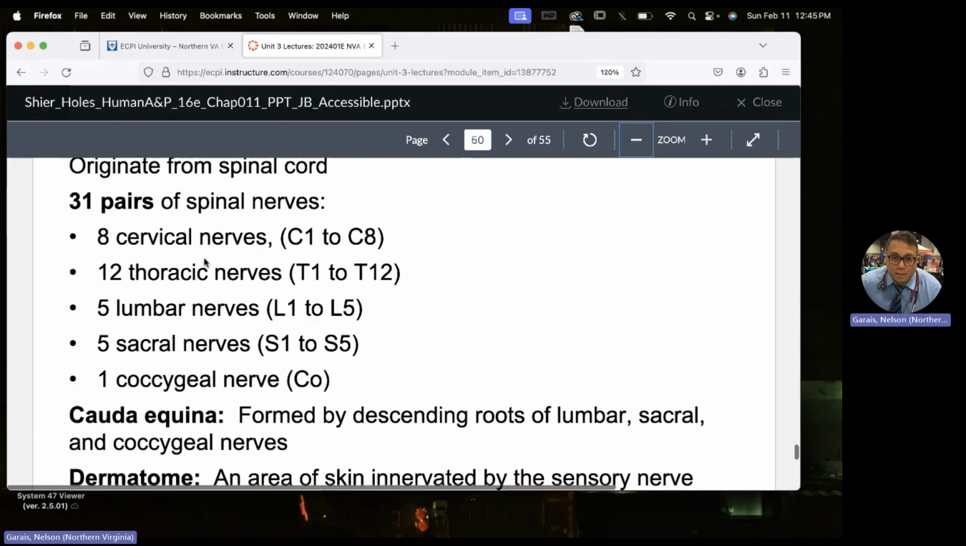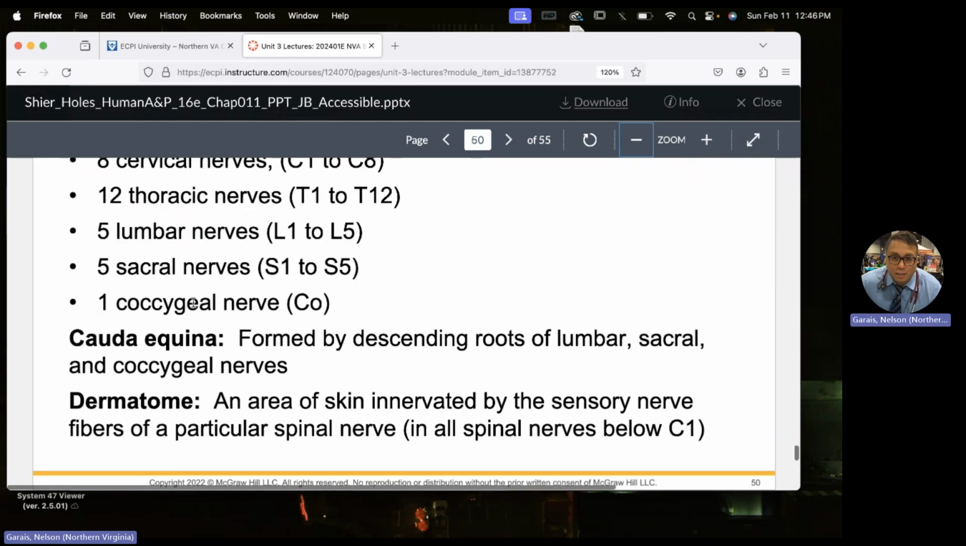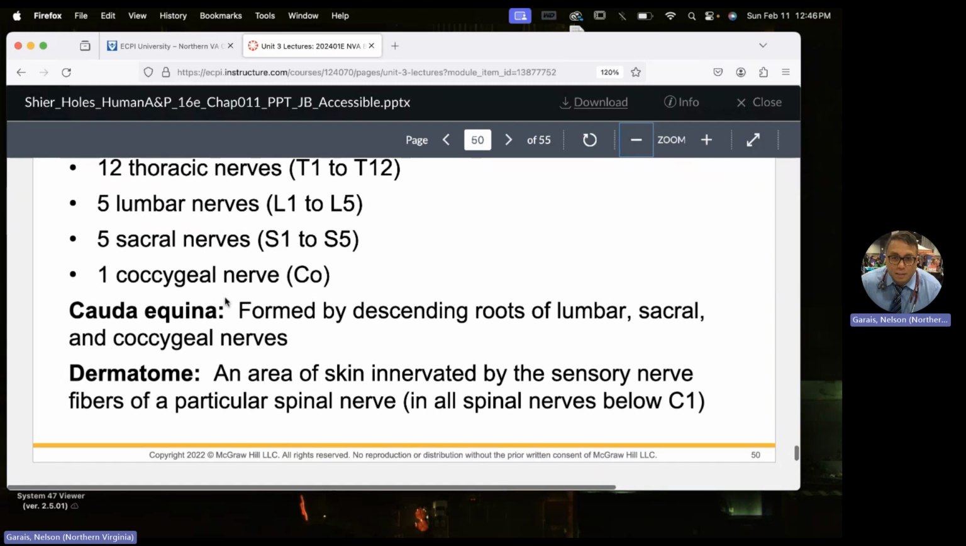Your spinal nerves, 31 pairs, right? And the weird one is cervical nerves, C1 to C8. You have 7 cervical vertebrae, but you have 8 cervical nerves. And remember, your sacrum, you only have 1 sacrum, but it used to be 5 fused bones. So it's S1 through S5. And your coccygeal is called CO, with a little o, and that is your nerve at the very end. It forms a descending root of lumbar, sacral, and coccygeal nerves that make a nice little like horse's tail, hence the term cauda equina.